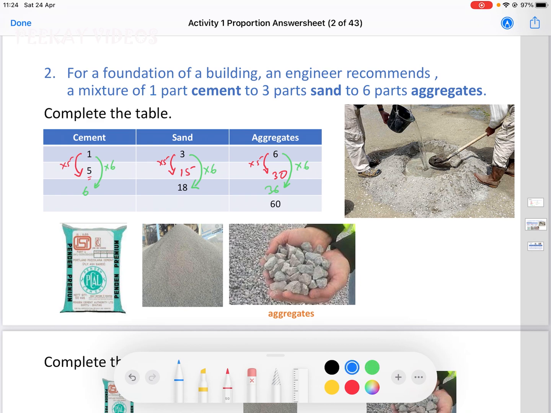The last one is given for aggregates. So from 6 parts of aggregates, we are going to 60 parts of aggregates. That means it is increased by 10 times. Therefore, sand will also increase by 10 times. That will be 3 times 10 is 30. And cement will be increased by 10 times. So 1 times 10 is 10.